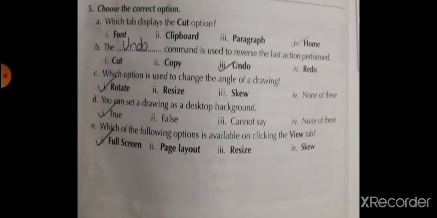Question number 5. Choose the correct option. A. Which tab displays the cut option? Home tab. B. The dash command is used to reverse the last action performed. The undo command. C. Which option is used to change the angle of a drawing? It is rotate. D. You can set a drawing as a desktop background. True or false? So it is true. Which of the following options is available on clicking the View tab? It is the full screen option.